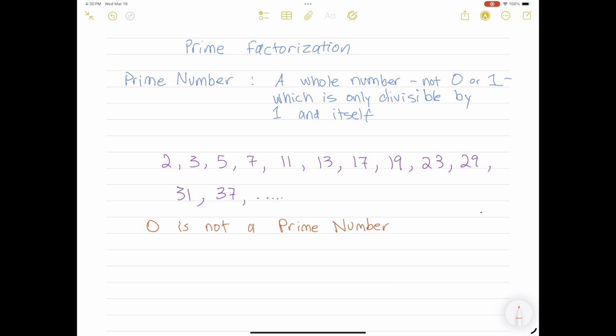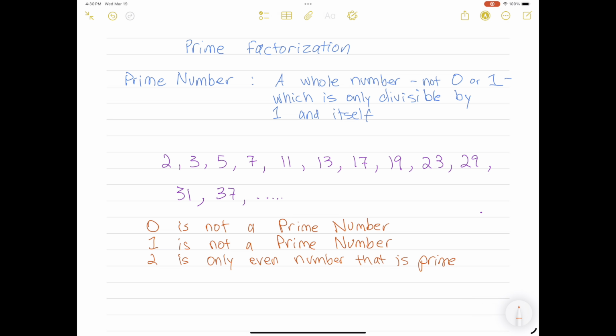0 is not a prime number because it is divisible by every non-zero integer. In other words, it has many factors. 1 is also not a prime number because it is divisible only by itself. 2 is the only even prime number.